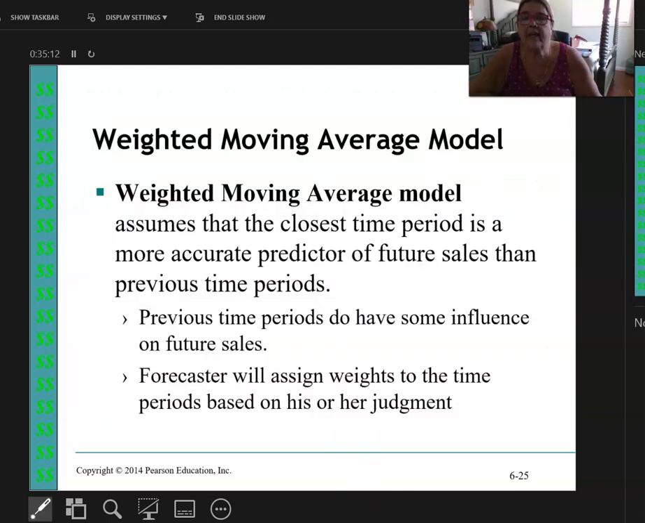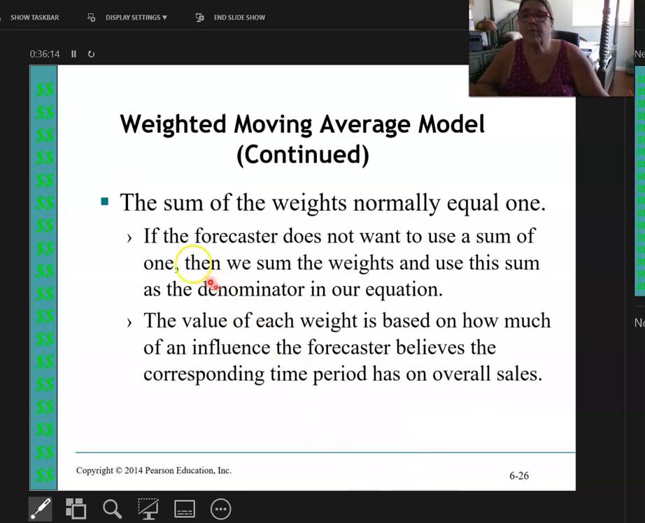Now, a weighted moving average means that I'm going to assign a weight to it, but it constantly moves. Okay. So, getting back to here. Sorry about that. My dog was barking really bad. I will assign a weight to a time period based upon my judgment. So here's the issue: what my judgment is. Just remember the sum of the weights normally equals 1. Let me get to the formula for this. This is a heavy duty formula and I don't want you to quit on me now.